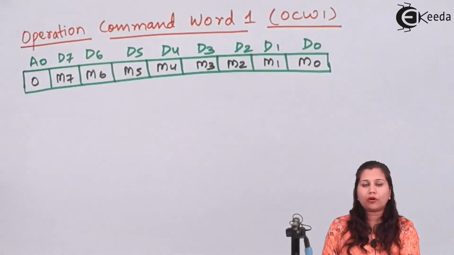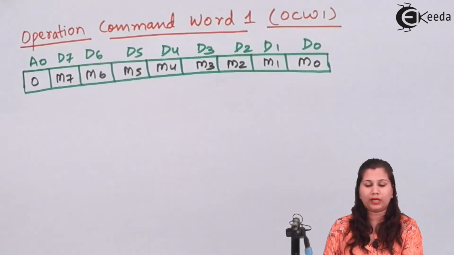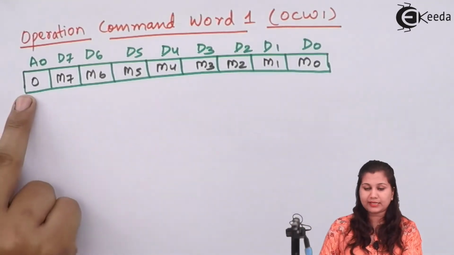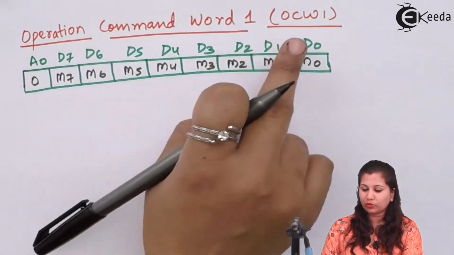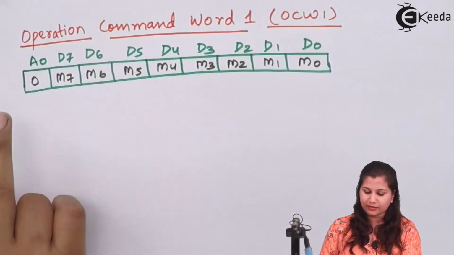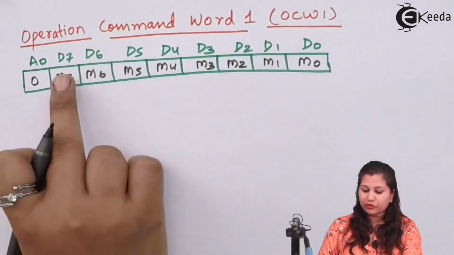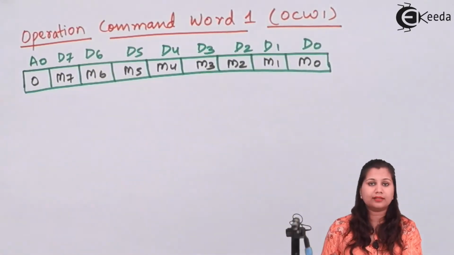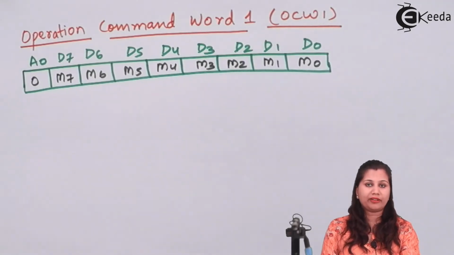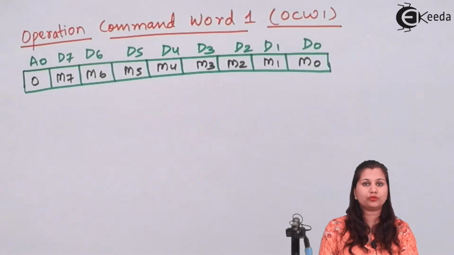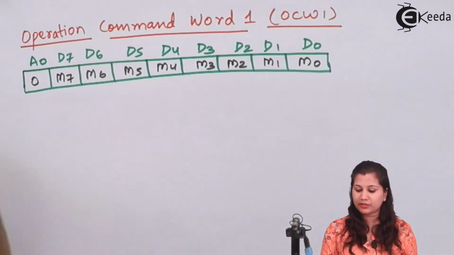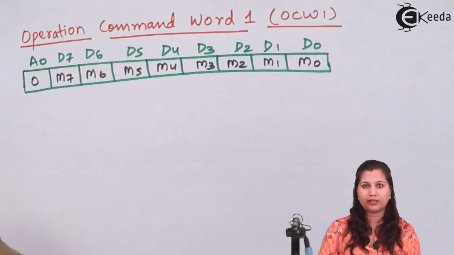So this is the first operation command word OCW1. These are the 8 bits. You can see that the A0 address line is 0. So when it is 0, then OCW1 will be selected. Okay. Then the 8 bits of this first operation command word are used to mask the interrupt request. Okay, because this 8259 has the facility to mask the interrupts, and also to set the priority of the registers. So the interrupts can be masked using these 8 bits of OCW1.